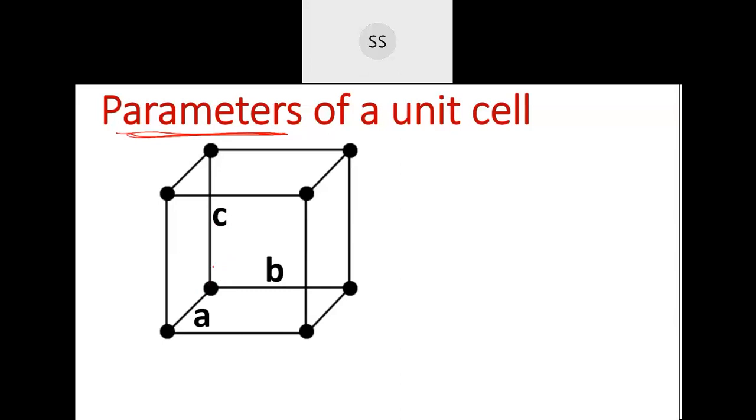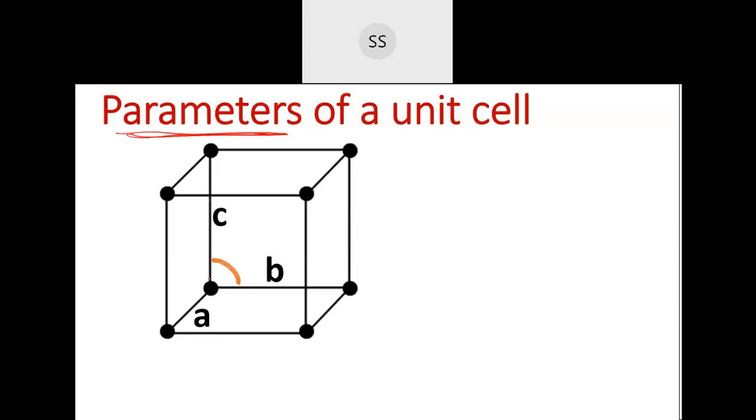So these parameters are the dimension. The first parameter which I have discussed is the dimension. We have three edges, A, B, and then C. These edges may or may not be equal to each other, or perpendicular to each other. So you can't say every time this length will be equal or they are going to be perpendicular. They can be different from one another. So that's the first thing.